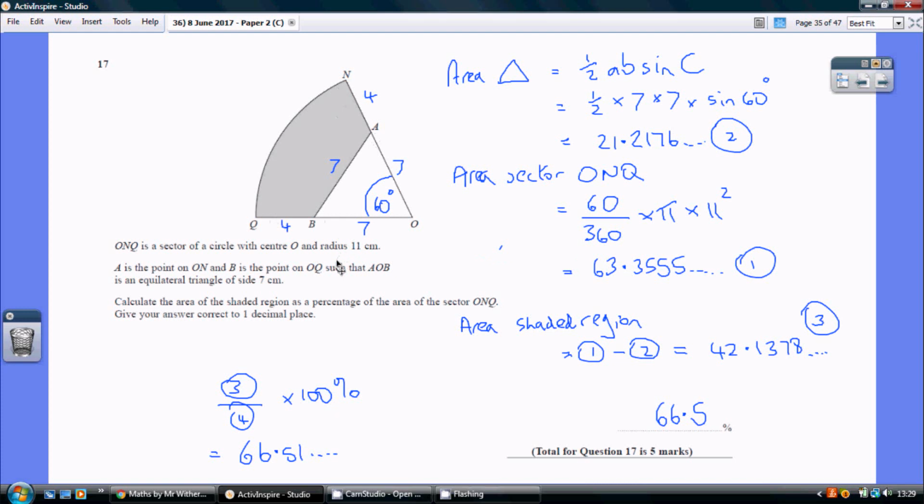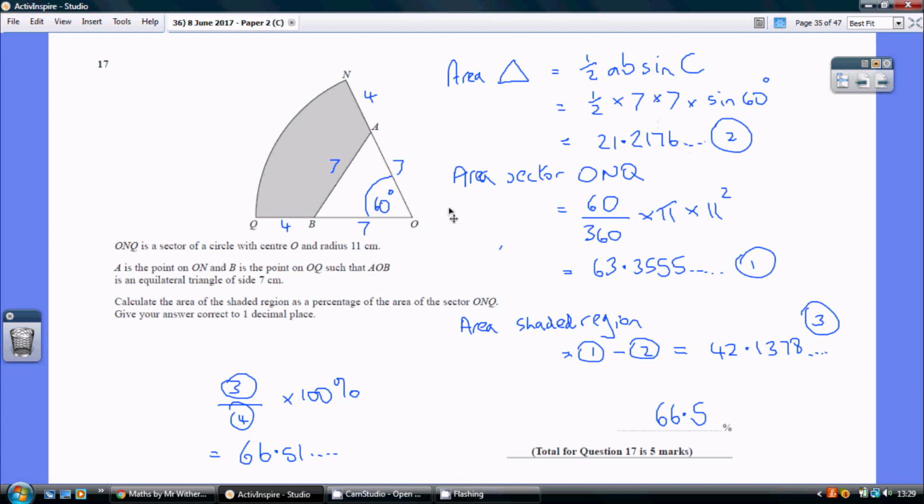Now we've got to work out the area of the shaded area. Now to do that, I'm going to work out the area of the whole sector ONQ, and then take away from that the area of the triangle AOB. So let's start off by working out the area of the triangle. Okay, so the area of a triangle is half ab sin C, where C is the angle, so that's 60 degrees. a and b are the two sides that trap that angle, which is 7 and 7. So the area of the triangle is half times 7 times 7 times sin 60, which is 21.2176 dot dot dot.